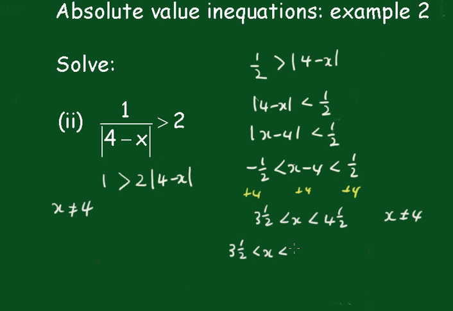x is less than 4, or this is going to be 4.5. That's why you're excluding that 4. So be careful of that, because this is not defined.